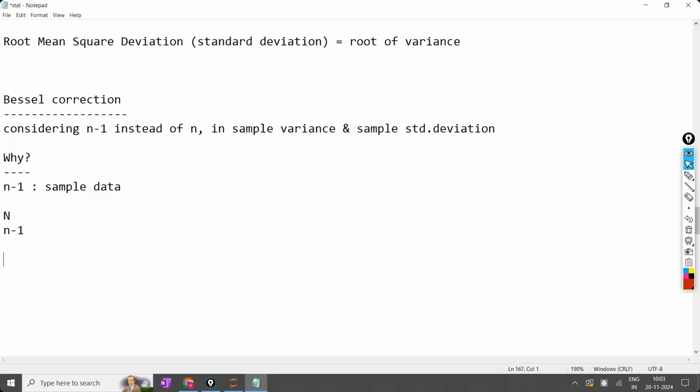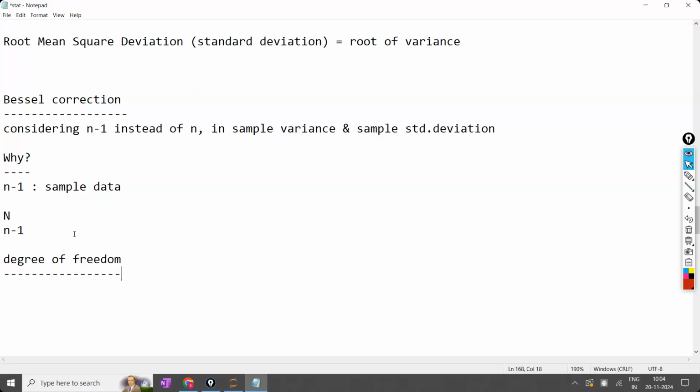Next point: this n minus 1, we also call it degree of freedom. What is meant by degree of freedom? Degree of freedom means, within the given records, how many data points you have the freedom to select. The number of data points you have the freedom to select is called degree of freedom.